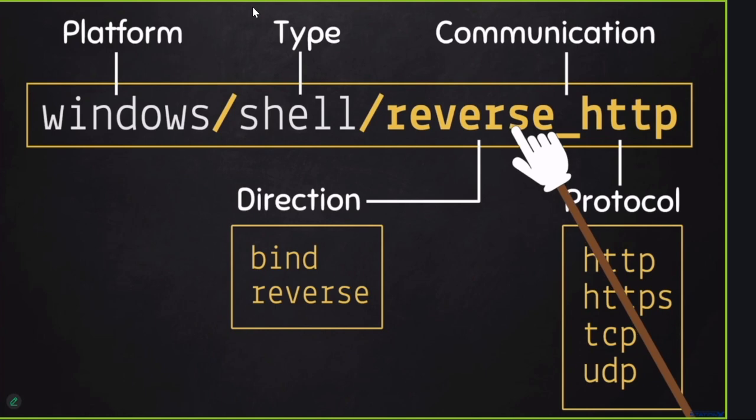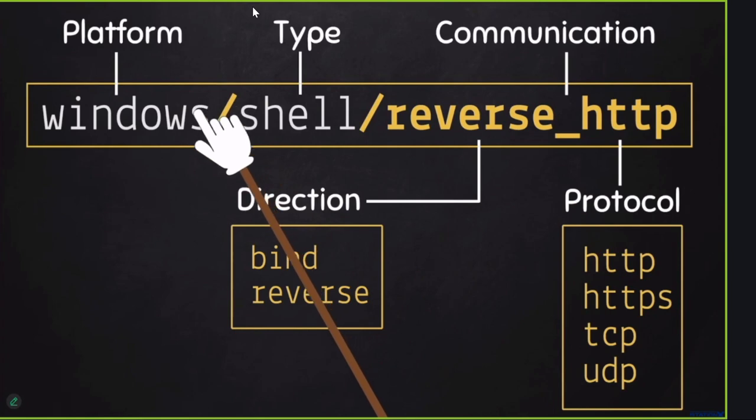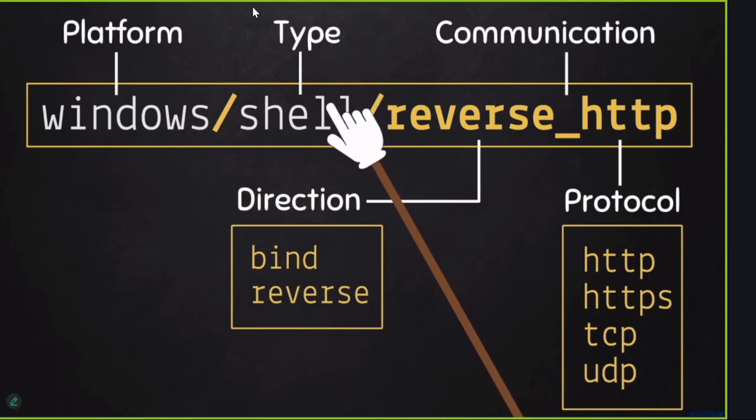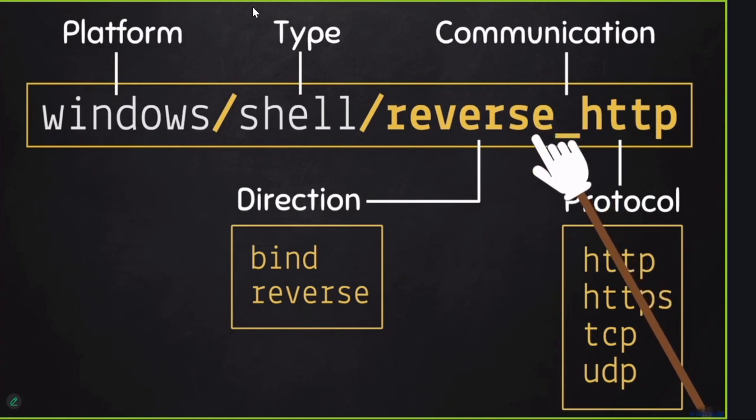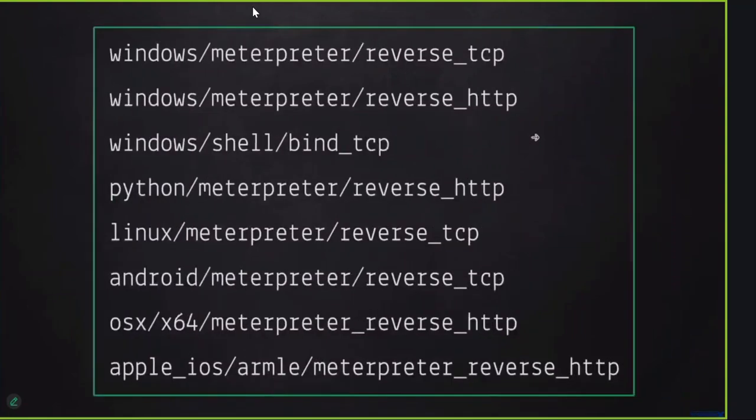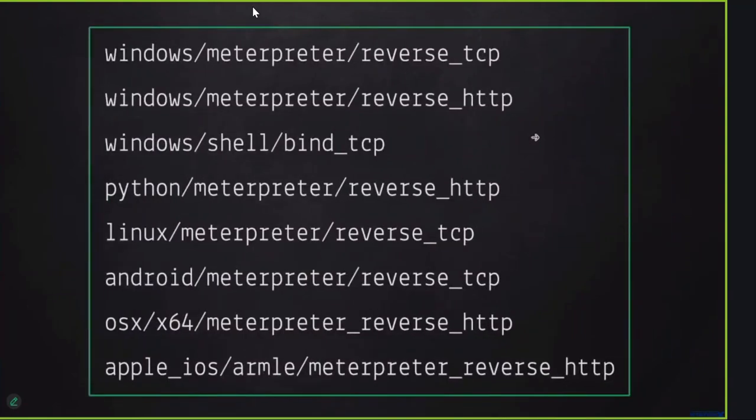So this is a very common naming convention when it comes to payloads. We have the platform in the first part, the type of the payload in the second part, and the communication method in the last part. So let's just have a quick look at a few examples just to make sure that we understand this properly. So these are very common payloads that you might see or use yourself in many places.